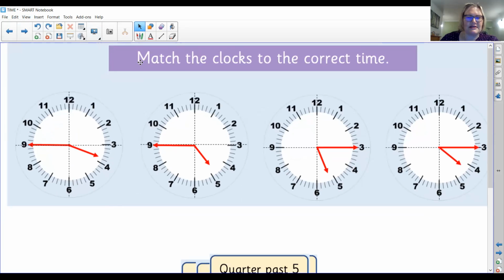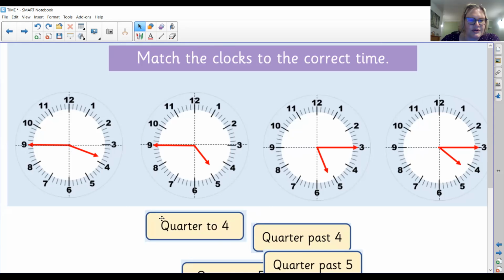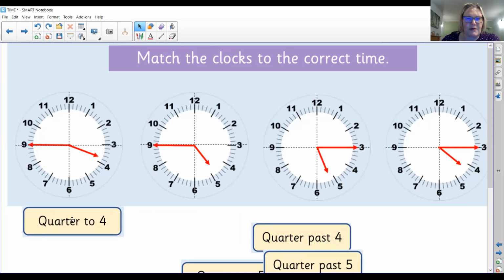So let's just look at these times that we've got here. This time we've got the hour hand in as well. So the minute hand is going all the way around the clock in each hour, and that's the long hand. And the shorter one is the hour hand, which only goes in between 2 of the numbers. So let's look at the first one here. Look at the hour hand and the minute hand, and it's pointing to the number 9. So we say that it's quarter to the next hour. And which hour is it moving to? It's moving to 4. Okay.